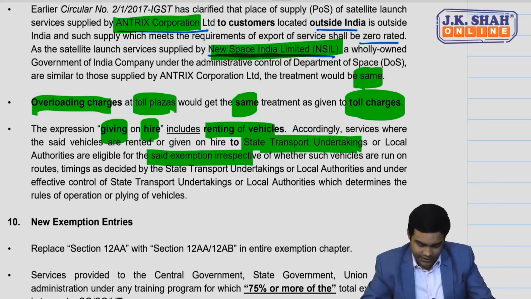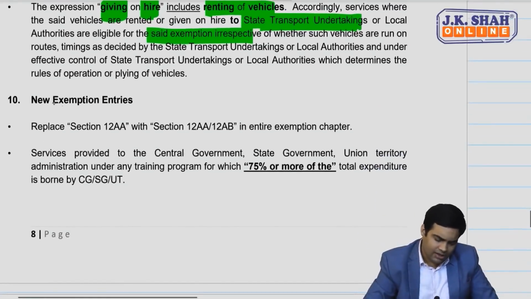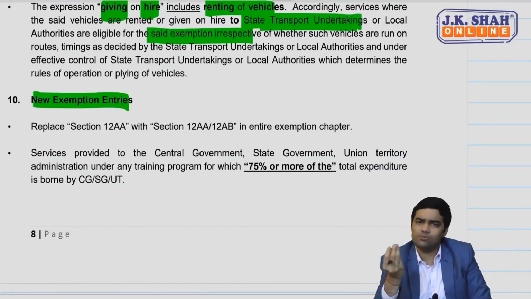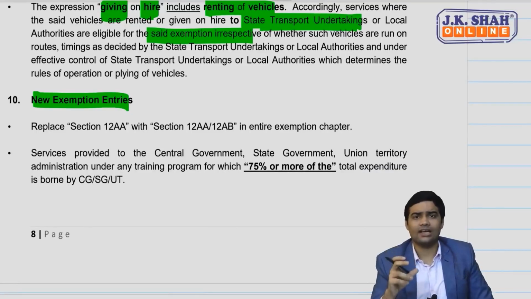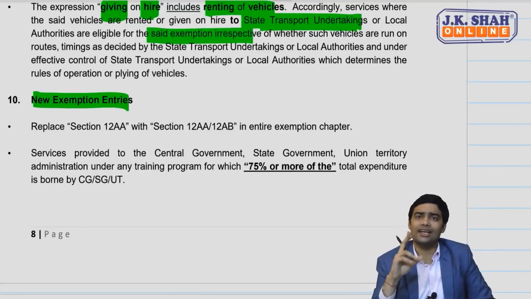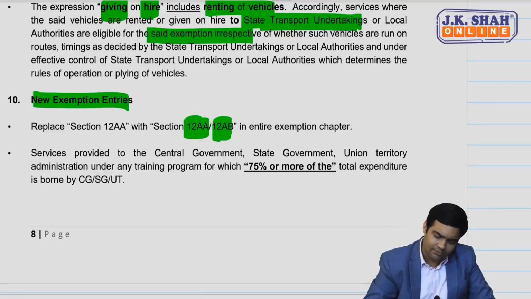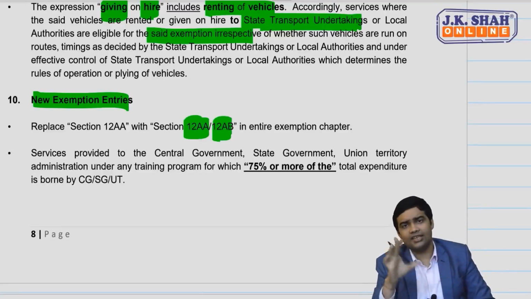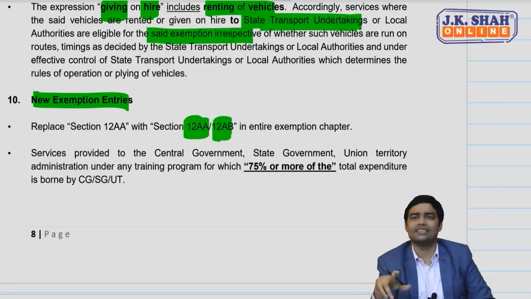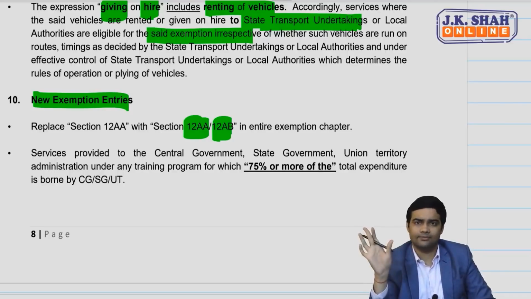Okay, great. Now, people, exemption, there have been some small changes. One is due to income tax. See, income tax, earlier there was only 12AA for charitable trust. Now there is 12AA and 12AB. So they have replaced wherever there is 12AA written in the entire exemption chapter. It has now become 12AA/12AB.